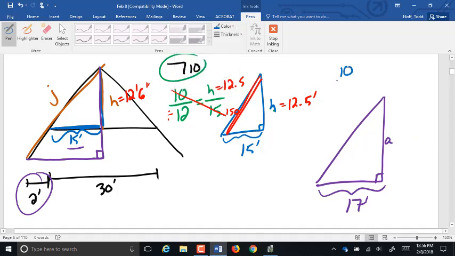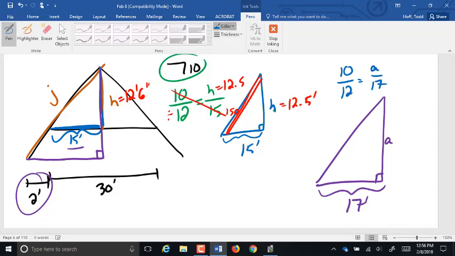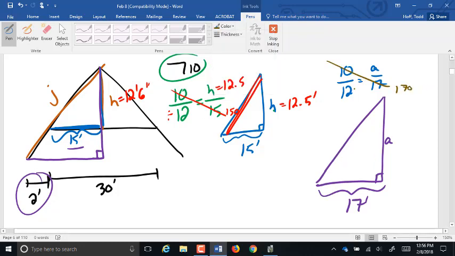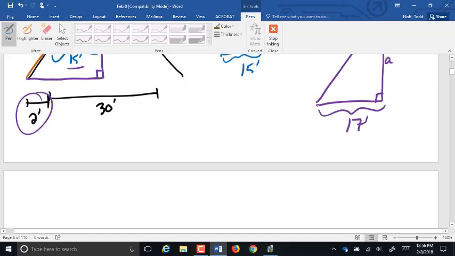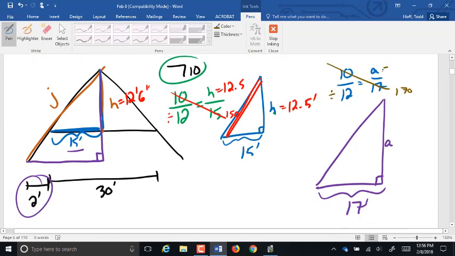So I'm going to do the 10/12, my slope, equals A/17. 10 times 17 is 170, divided by 12 is, oops, what happened there? It's going to be 14.1667, right? So A is 14.1667. So to find that common rafter length, that's the height I have to use with 17.